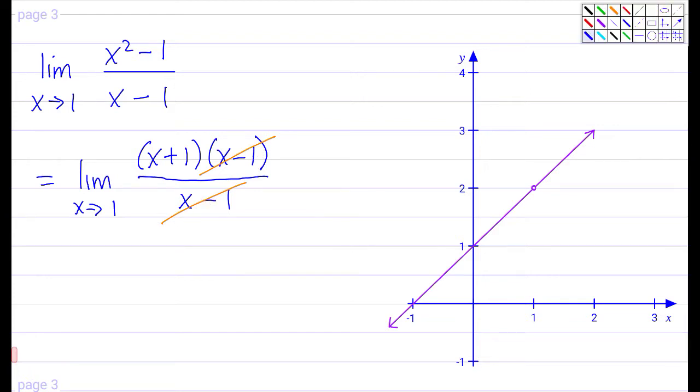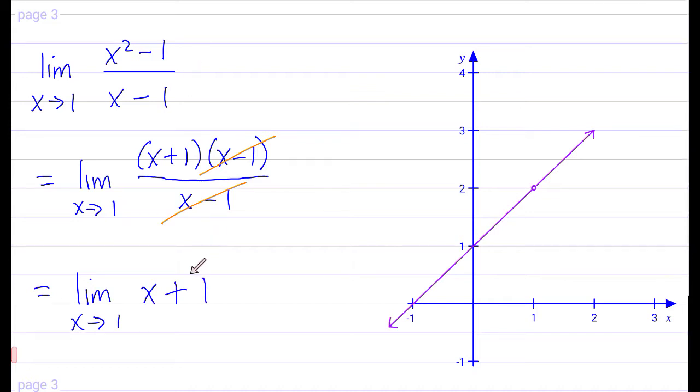And look what happens. My limit becomes the limit of x plus 1. We've replaced this rational function with a nice simple polynomial. Now, I can actually plug this number in because this number is in the domain of this polynomial, and I get my answer, 2.